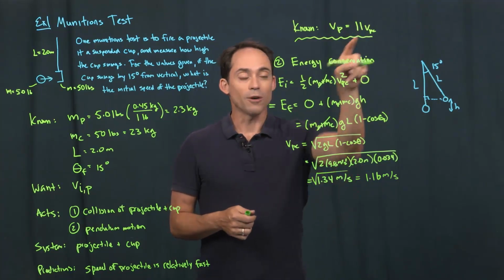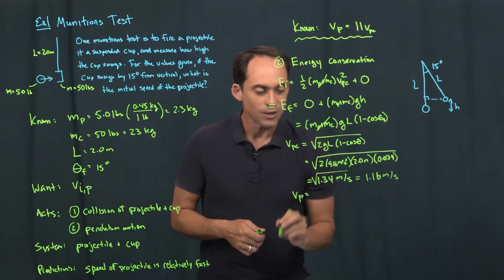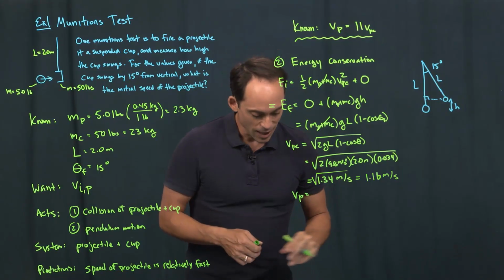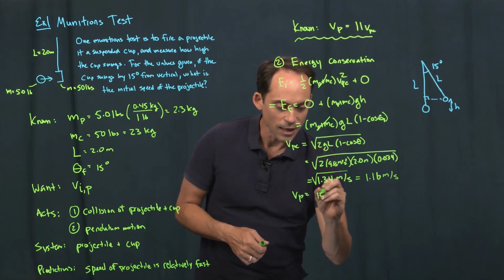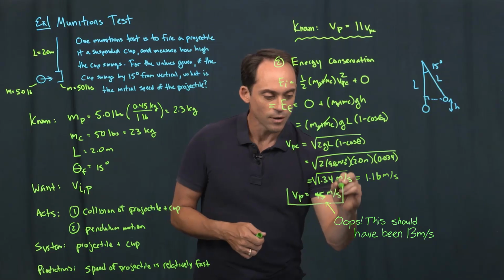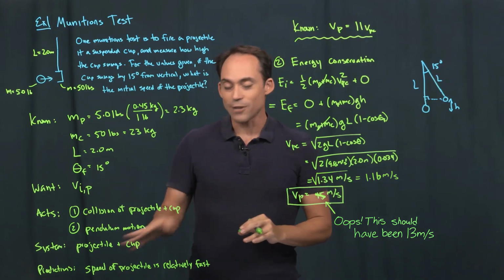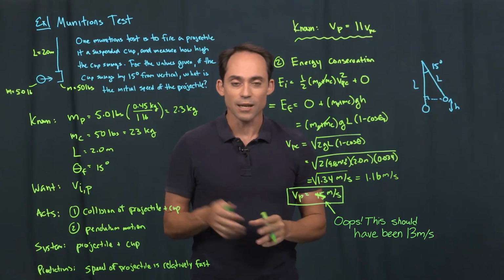Now, we can go back to our first act and realize we can just write down that the projectile speed is just 11 times that, and that works out to be about 15 meters per second, and that's the solution of our problem.